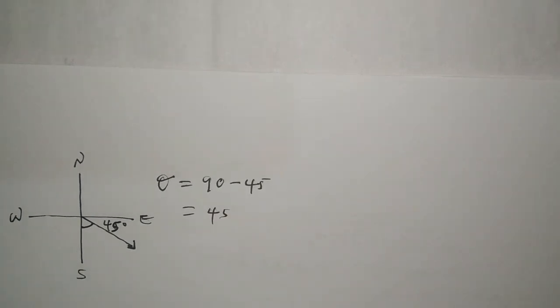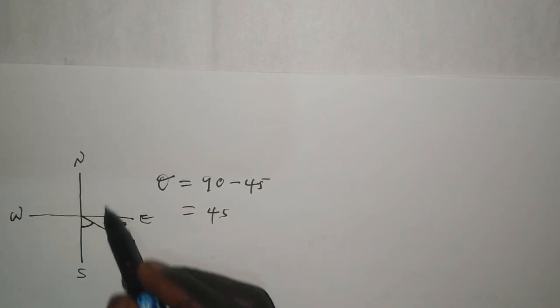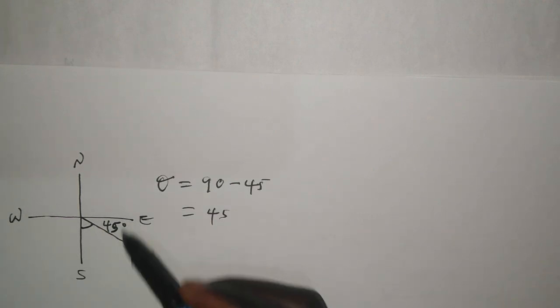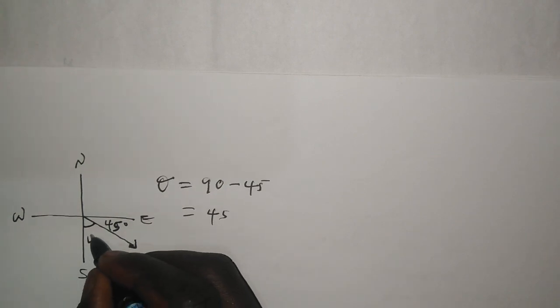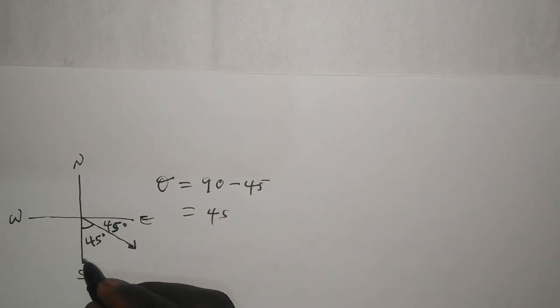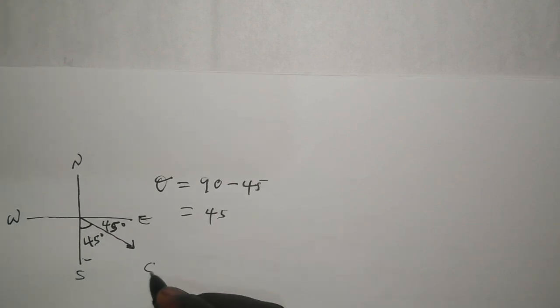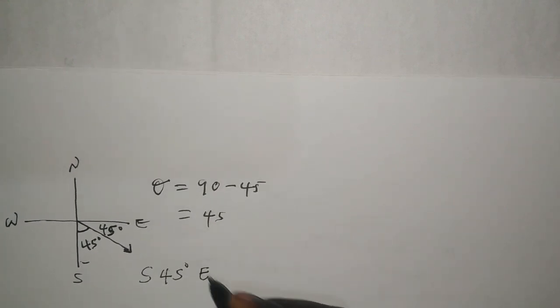So this angle is 45. Because here to here is 90, here to here is 90, and like this, 90, 90, 90. This is made of 90 times 4, right? From here to here is 180, here to here is 180. You just need to know those. These are basics. So this angle now is 45. So our bearing is going to be from here, which is south, 45 degrees towards the east. So we have south 45 degrees east. This is the bearing.